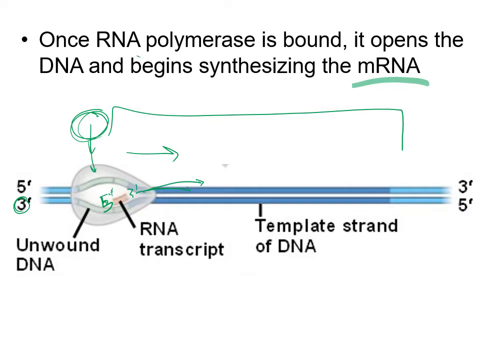So like with other polymerases, it's adding onto the 3' end. So it'll move this way and copy the entire segment, the entire gene, reading the template strand, ending up with an mRNA that looks like the coding strand.